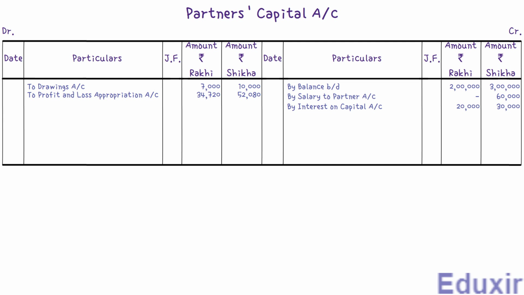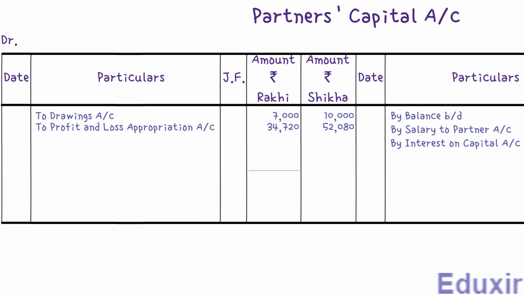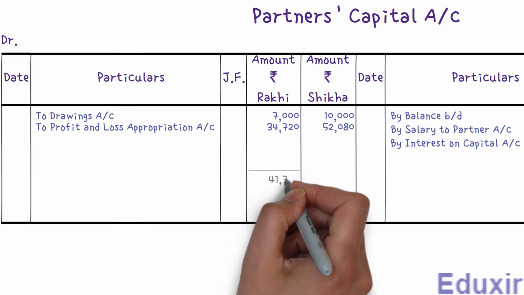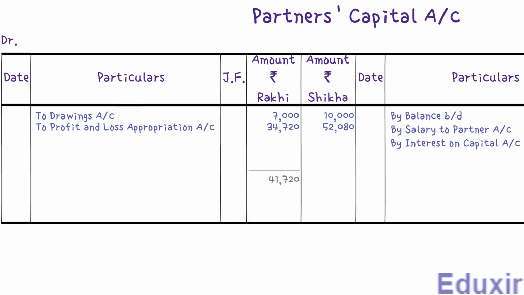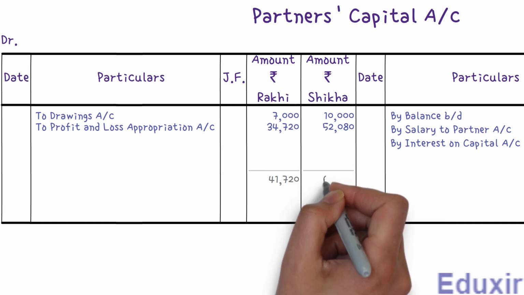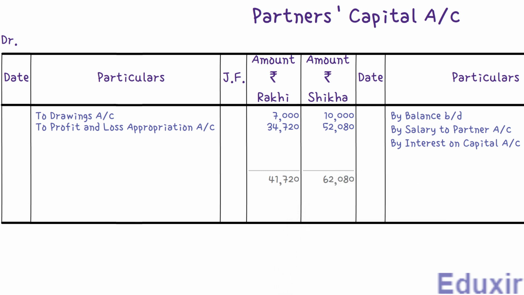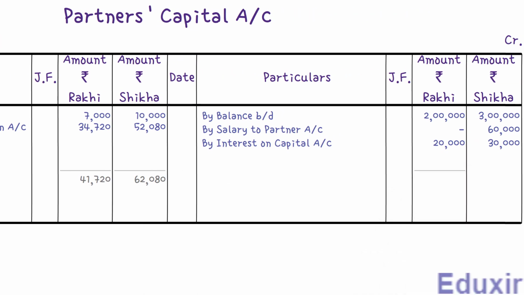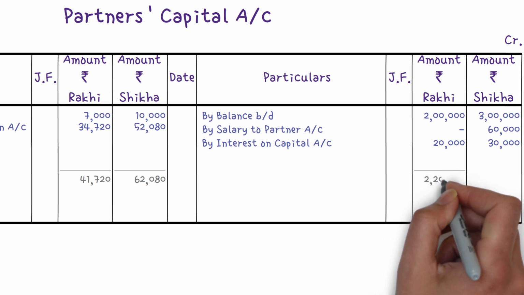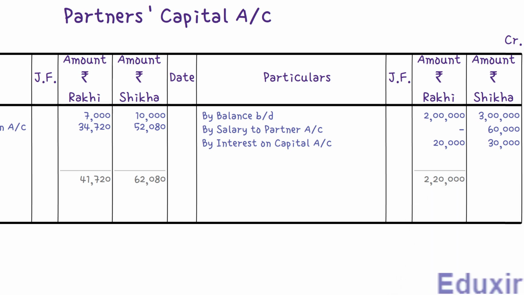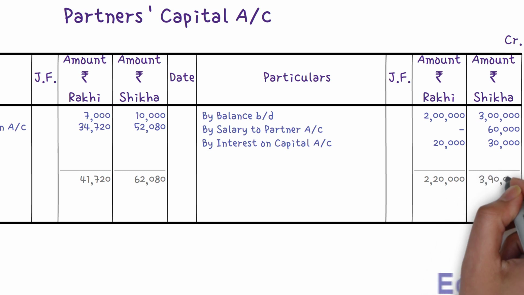Let's now proceed to the partner's capital account. The total on the debit side of the partner's capital account for the partner Rakhi is 41,720 rupees. Similarly, the total on the debit side of the partner's capital account for the partner Shikha is 62,080 rupees. Similarly, the total on the credit side of the partner's capital account for the partner Rakhi is 2,20,000 rupees. Similarly, the total on the credit side of the partner's capital account for the partner Shikha is 3,90,000 rupees.